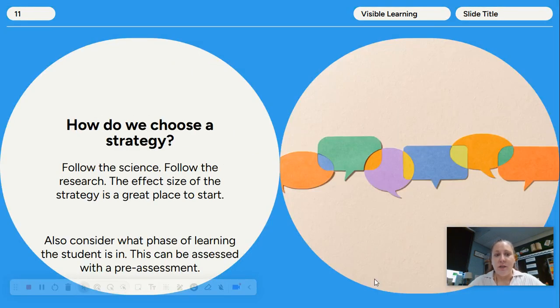So how do we choose a strategy? We follow the science, we follow the research. One of the ways we can do this is by looking at the effect size of a strategy. And you've heard me talk a lot about effect sizes, so we'll do a little bit of review on effect sizes. Again, also consider what phase of learning the student is in. This can be assessed with a pre-assessment, so figuring out, are they in that surface learning? Are they just now beginning to learn about the topic? Or do they have a more advanced understanding where they can do some maybe deep or transfer learning?